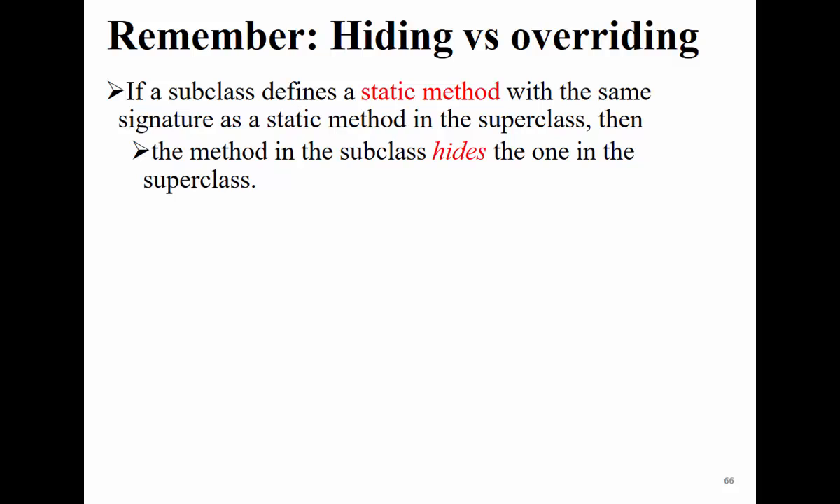Remember, there are two things before we close the inheritance topic: hiding versus overriding. Don't get confused. We need inheritance to do overriding. We need to have the method defined inside the superclass with some assertion of behavior, and we override it in the subclass. But hiding is totally different. The concept of hiding is different.